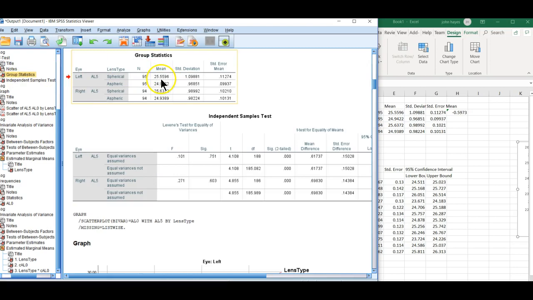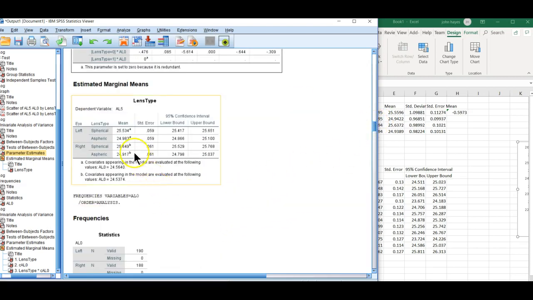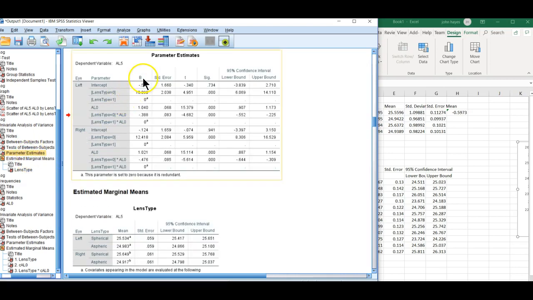So we have 25.55. Down here we have 25.53. They're not that far off, but they're different. And they're different because these are least square estimates. And by that we mean they've been adjusted for the values of baseline. So it's taken the parameter estimates, which is a regression equation.